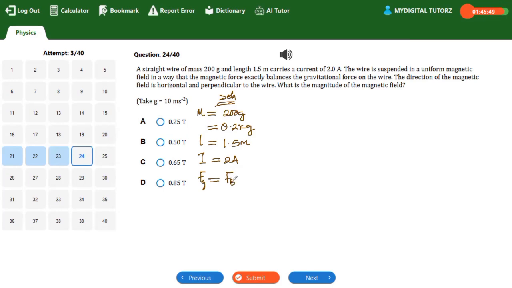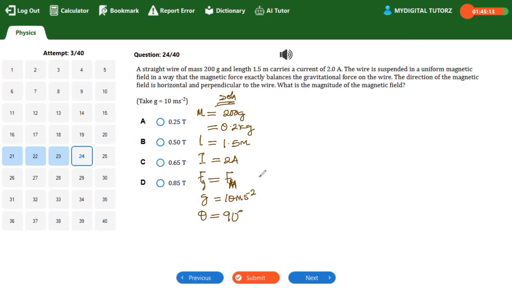Let's take it like this. Or Fm, magnetic force. Let's put it Fm, magnetic force, and this is gravitational force. They said to be equal. And we are asked to take g to be equal to 10 meter per second squared. Another thing you need to understand here is that the direction of the magnetic field is horizontal and perpendicular to the wire. Are we together? So if it is like that, then we have our angle to be equal to 90 degree.